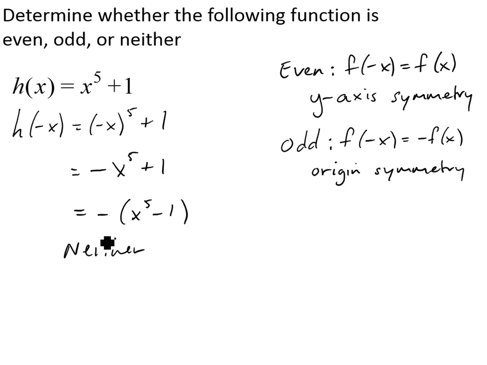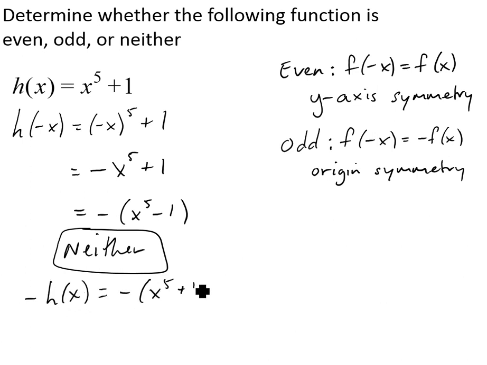Just to illustrate that last point a little further, the opposite of h of x would be the negative of x to the fifth plus 1. I'd have to distribute that to both terms and get negative x to the fifth minus 1. We came out with our simplified expression here for h of negative x as negative x to the fifth plus 1. So this is not an odd function.